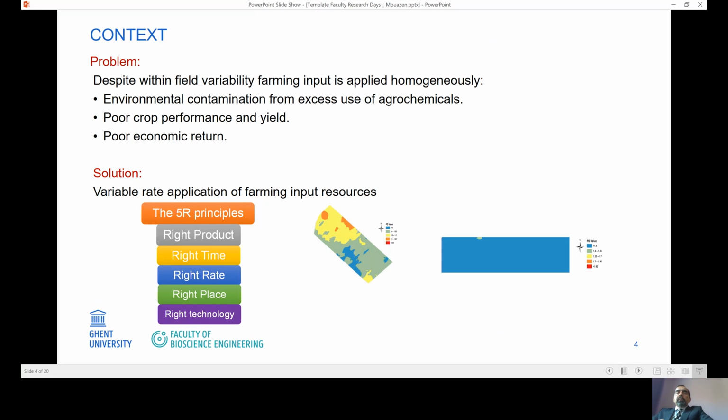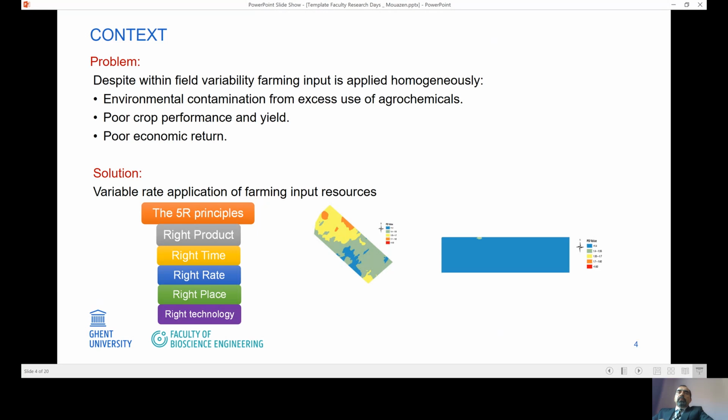The majority of agriculture fields have significant variability, and the degree of spatial variability depends on the field and the agriculture practices. But the way it is done today, applying farming inputs in a homogeneous way, is not ideal, because this will have not only economic underperformance, but also environmental consequences, in addition to low crop yield.